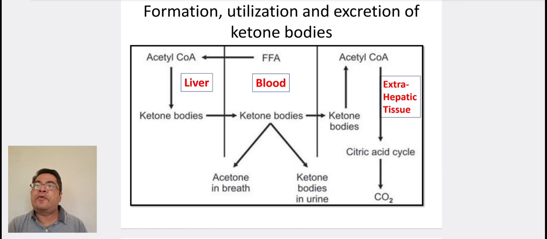Here we can see formation, utilization and excretion of ketone bodies. First, free fatty acids present in the blood enter in the liver and form acetyl-CoA. Then in the liver, this acetyl-CoA is converted to ketone bodies. Then it can be acetone in the breath or ketone bodies in the urine. And it can also form acetyl-CoA, and through citric acid cycle, carbon dioxide is released.